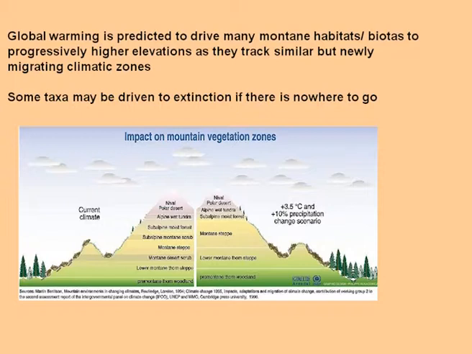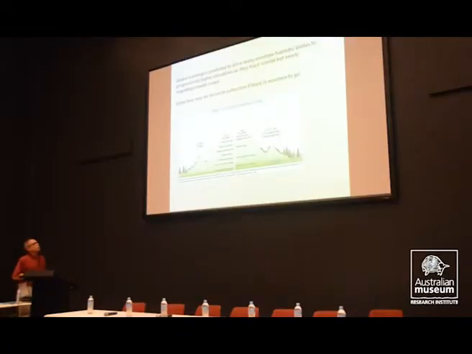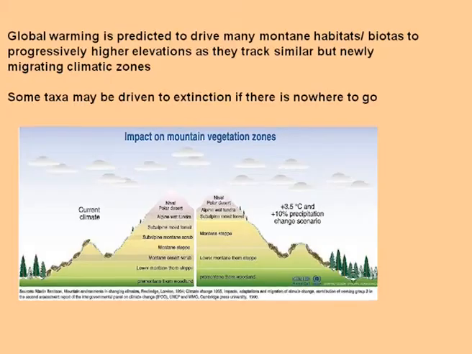Now, global warming is actually predicted to drive many of these montane habitats higher and higher, and some of them will actually become very stressed because the zonation as it moves up will cause a contraction of many of these ranges. And we saw examples of this earlier on with Craig Moritz's talk about faunas, biotas moving up and shifting with the change in these biotas as they move. Now, some taxa may be driven to extinction if there's nowhere to go.